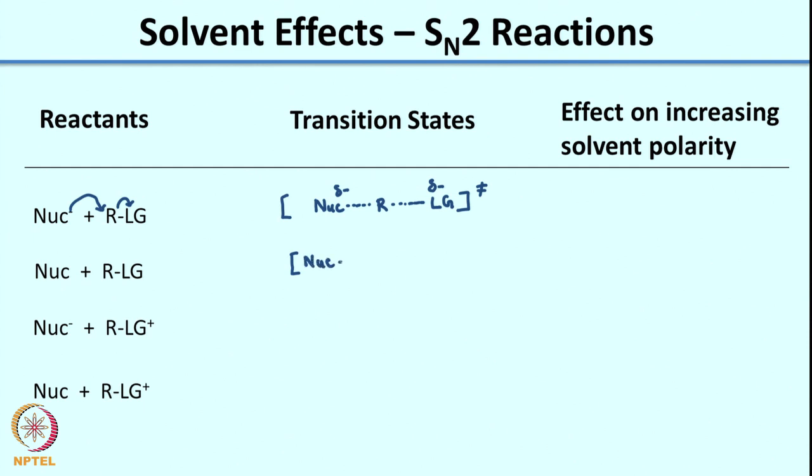In this case, your nucleophile has no charge. So when it comes in here, there will be a positive charge. This will leave with a negative charge. So your transition state will look as I have shown you here. In the third case, your nucleophile is again charged like in the first case. In this case, both your reactants have charge associated with it. So you have delta minus.